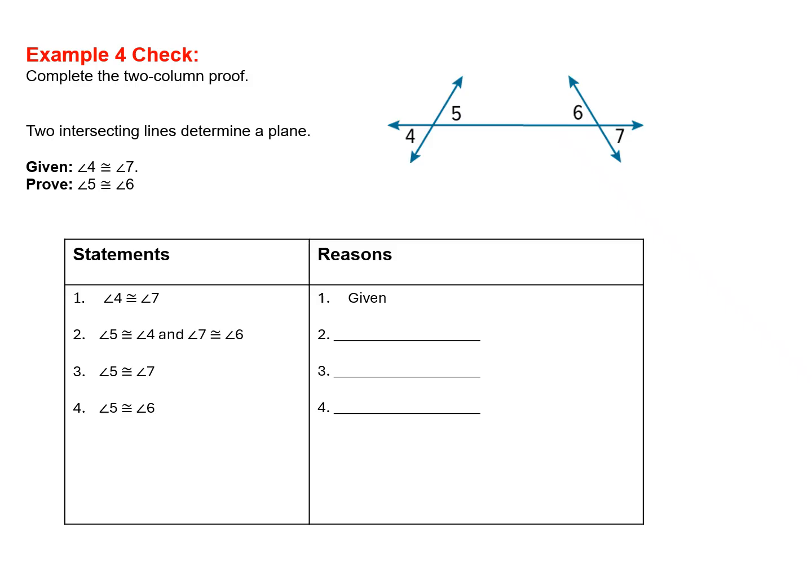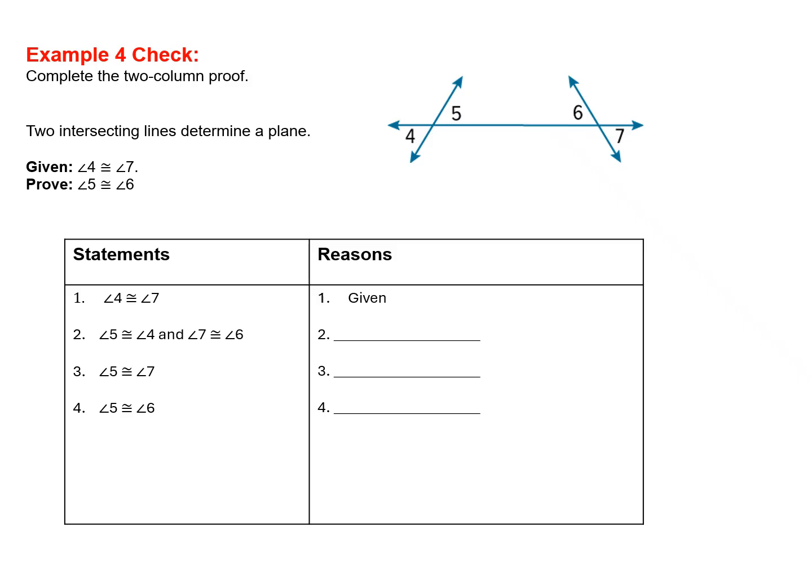Okay, so it says complete the two-column proof. Two intersecting lines determine a plane. Given angle 4 is congruent to angle 7, prove that angle 5 is congruent to angle 6. So number 1, of course, the first is given. Angle 4 is congruent to angle 7.